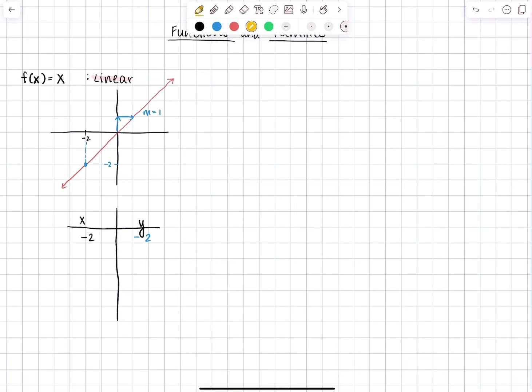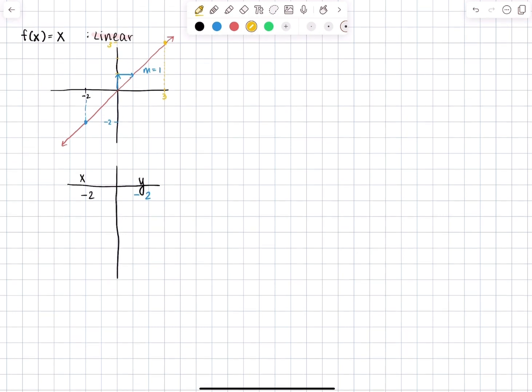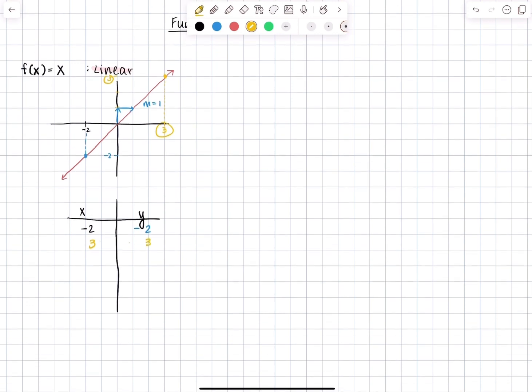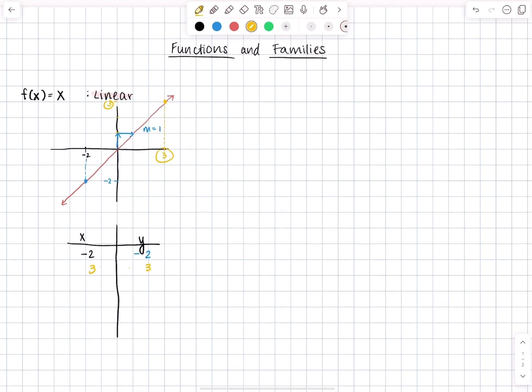So let's take another example. Let's say we looked at point 3 over here. As we go up, this is not perfect, but the point's supposed to be right here. So then that point here is 1, 2, 3. So when the x value was 3, our y value was also 3. So the x and the y equal each other. That is your parent function for linear graphs.